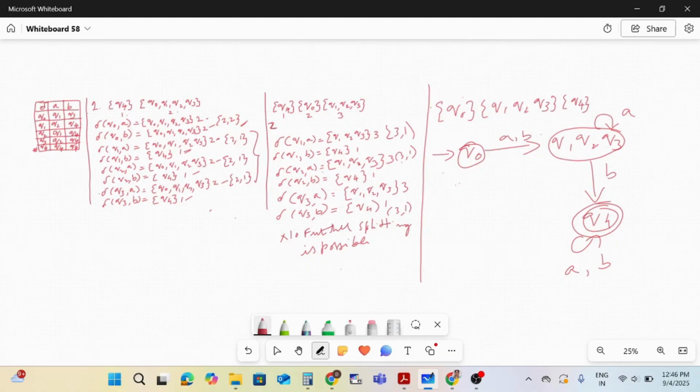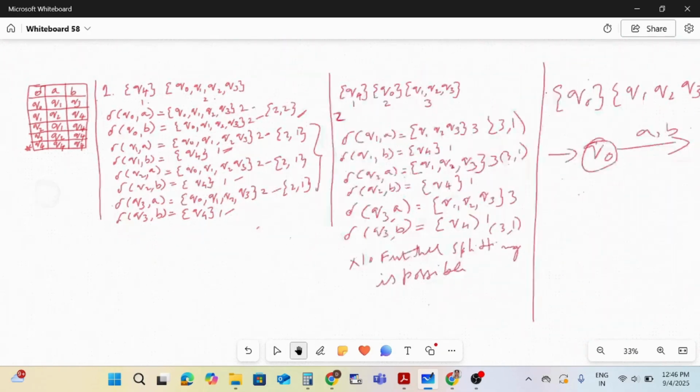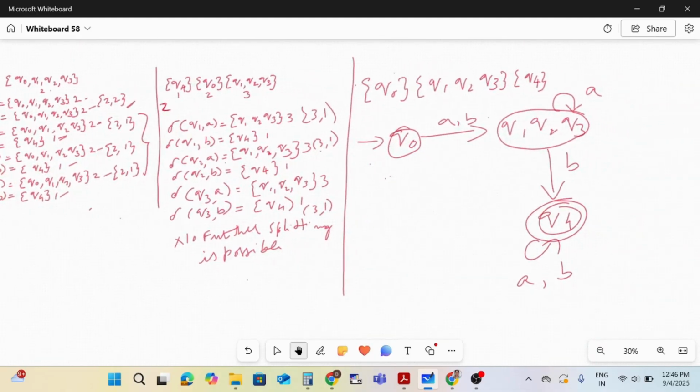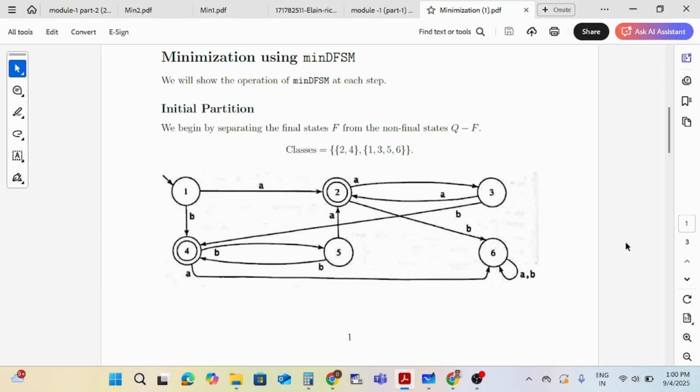So now can you understand here? Earlier it was taking around 5 states, and now the minimized DFA is going to take only 3 states. It is all going to perform the same set of operations. Similarly, here is a minimization of DFA using the Min DFSM technique.